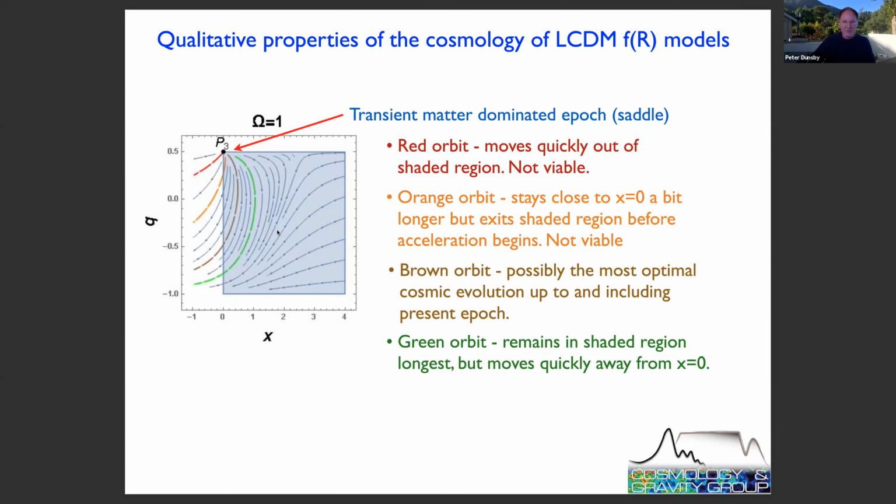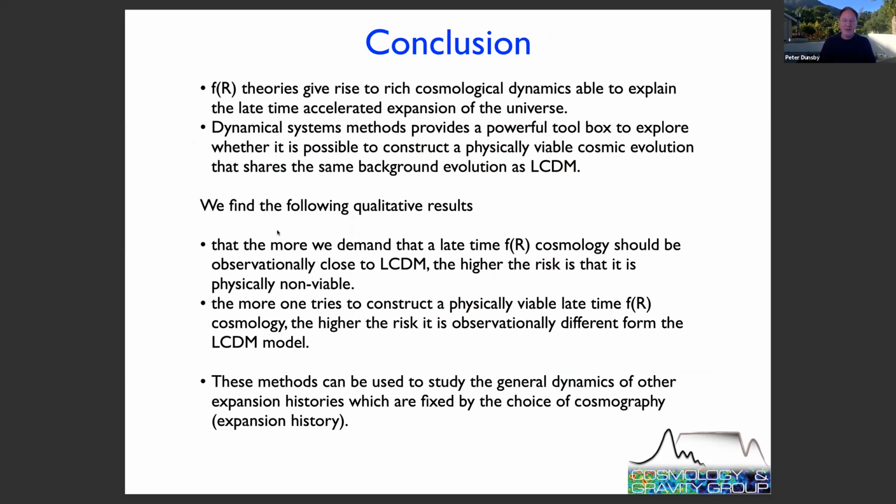So it seems that if one insists that we have a background expansion rate which is identical to lambda CDM, then it leads to two possibilities which are not particularly viable. One which enters a regime where we have instabilities rather quickly, and the other set of orbits which lead to growth rates which are very different from lambda CDM. So this is the result of fixing the background expansion rate to be exactly the same as lambda CDM.